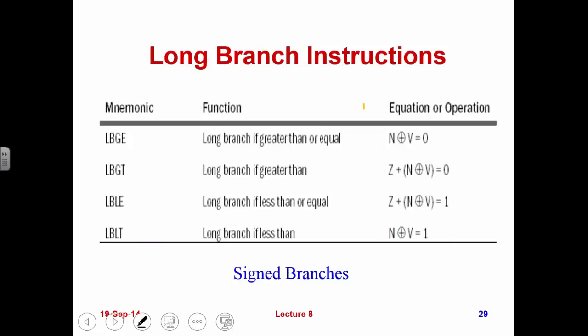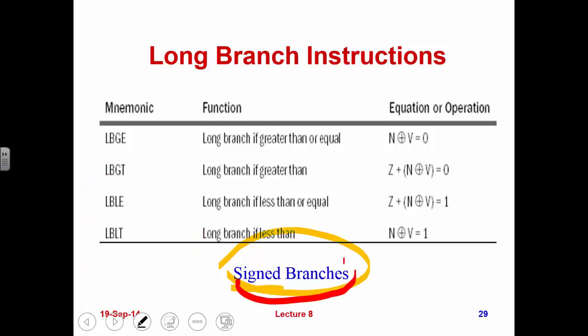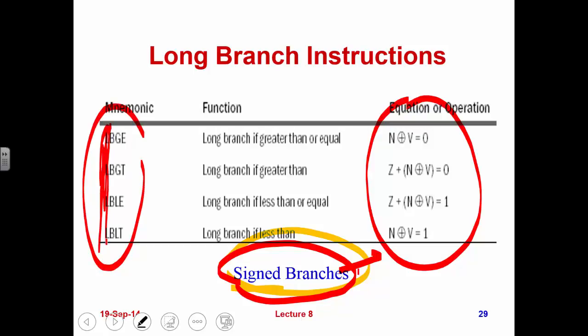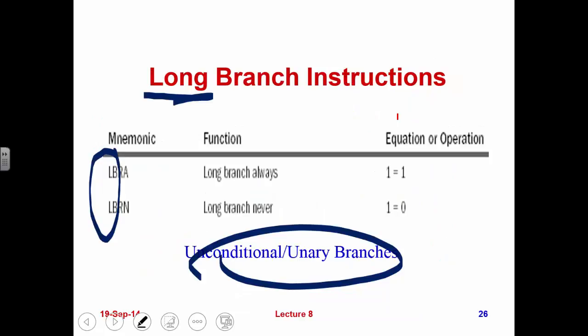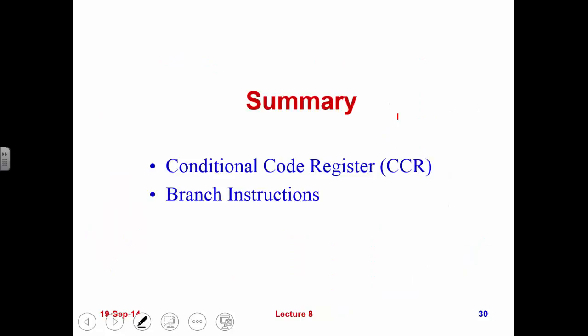Then we also have the long signed branches. These come from operations on numbers that are signed. Similar to the short branch, we only added an L here: BGE, BGT, BLE. We add an L ahead of each of them. The conditions are absolutely the same. The only difference is the offset. That's long branch.